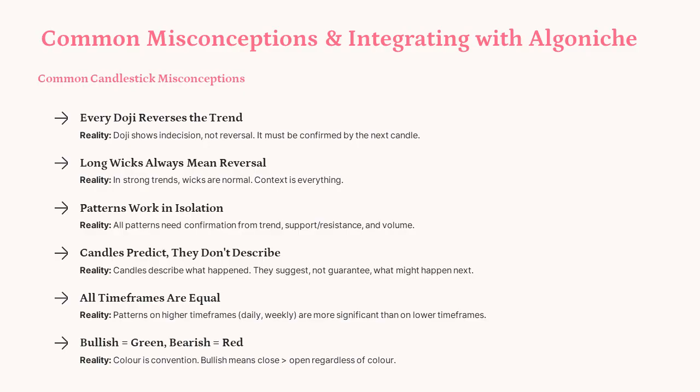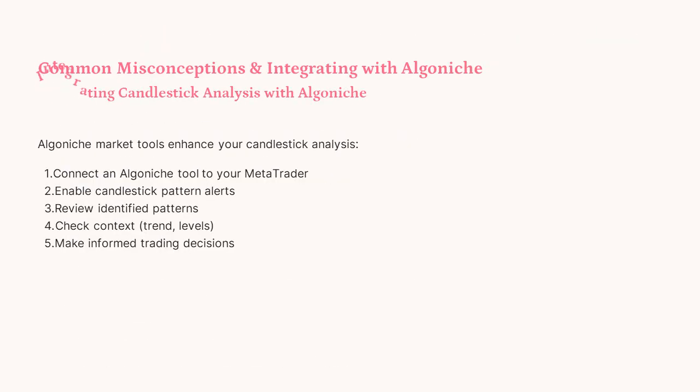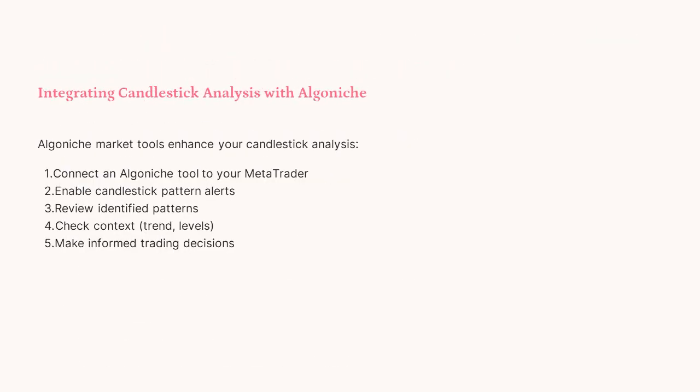What matters is the relationship between the open and close. If the close is higher than the open, it's bullish regardless of whether it's green, white, or purple. If the close is lower than the open, it's bearish regardless of whether it's red, black, or blue. Don't let color distract you from the actual price relationship. The takeaway: candlesticks are powerful tools, but they are not magic. They work best when you understand their limitations, when you use them in context, and when you always seek confirmation.